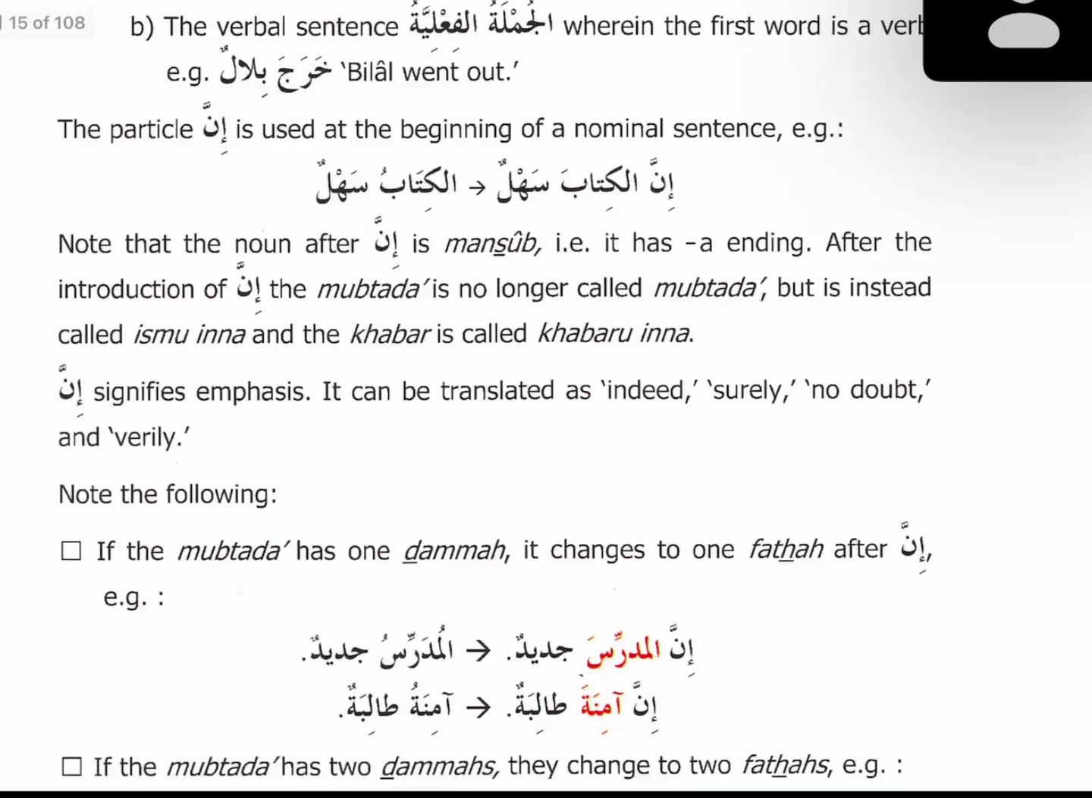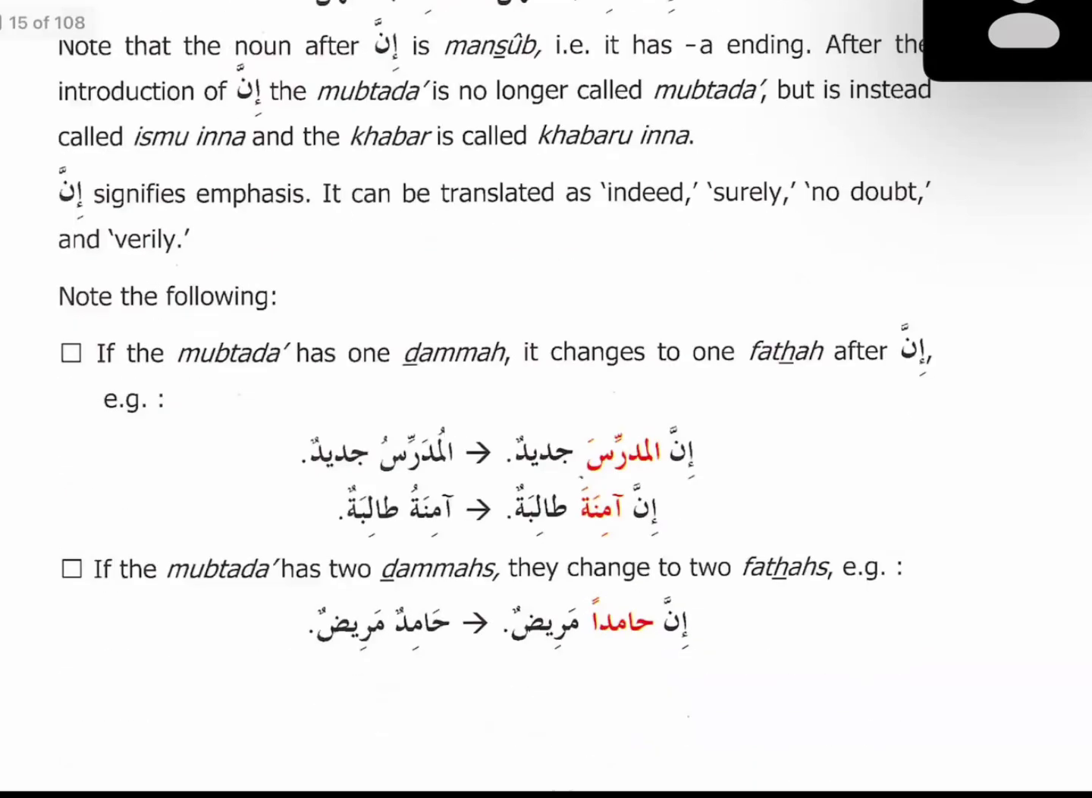Indeed, surely, no doubt, verily, or absolutely. Note the following. If the mubtada has one dhamma, it changes to one fatha after inna. The example is al-mudarrisu jadidun. So it becomes innal mudarrisa jadidun. Aminatu talibatun. Inna aminata talibatun.